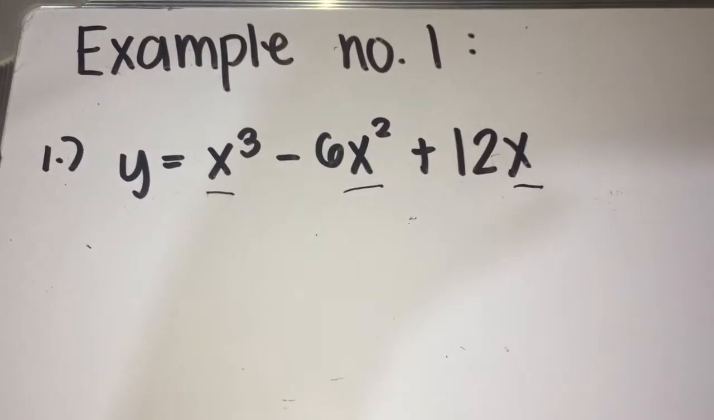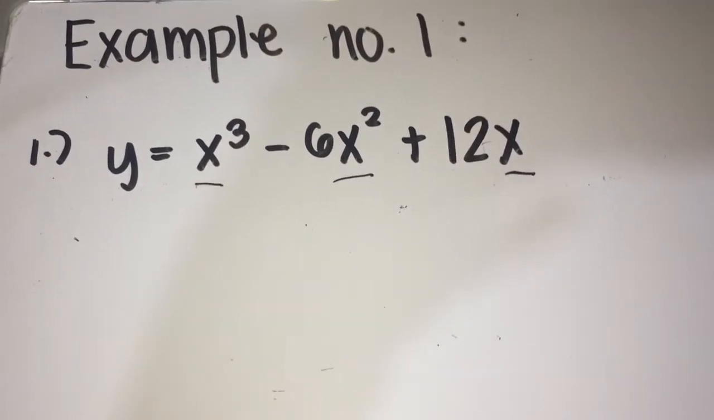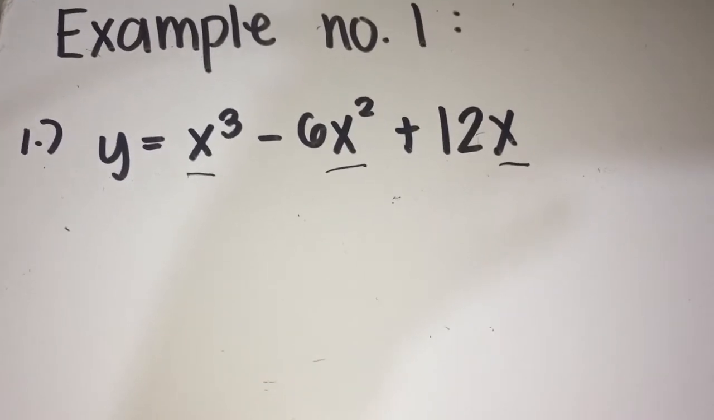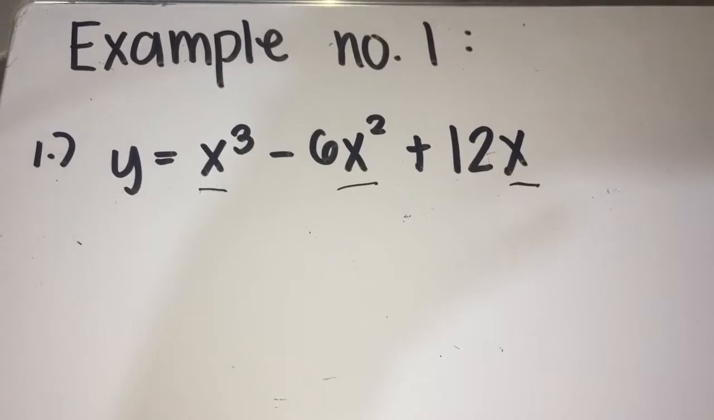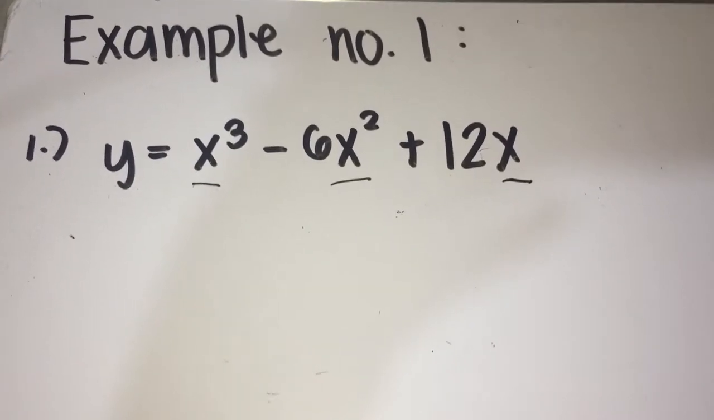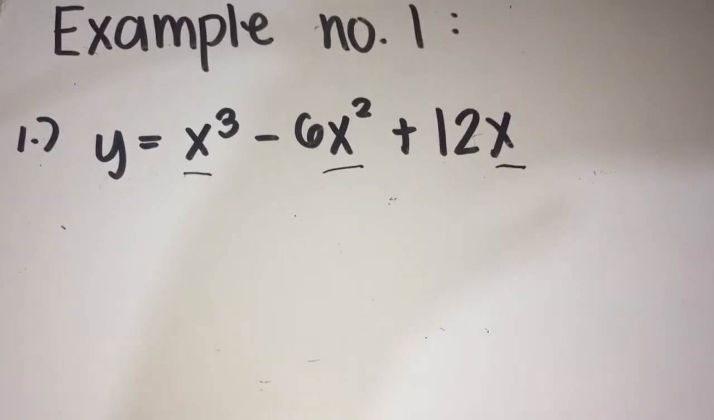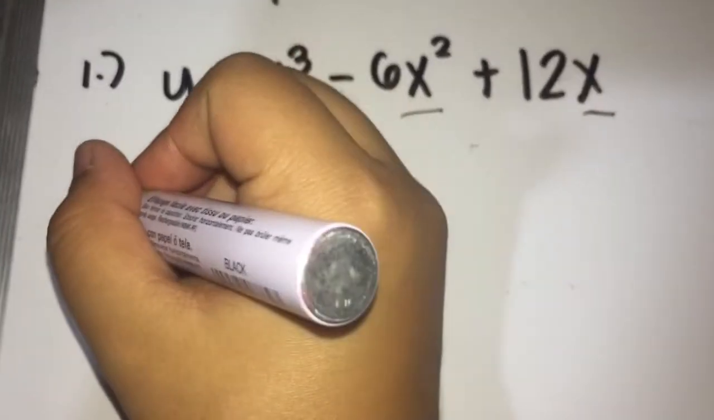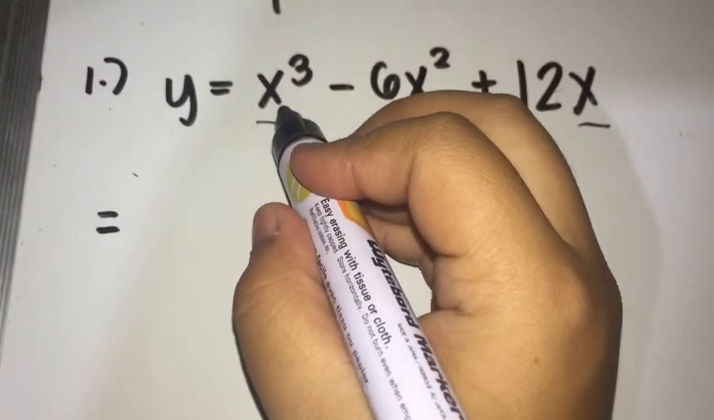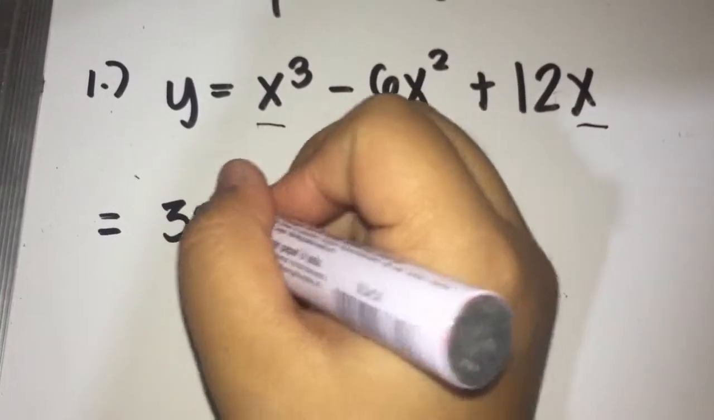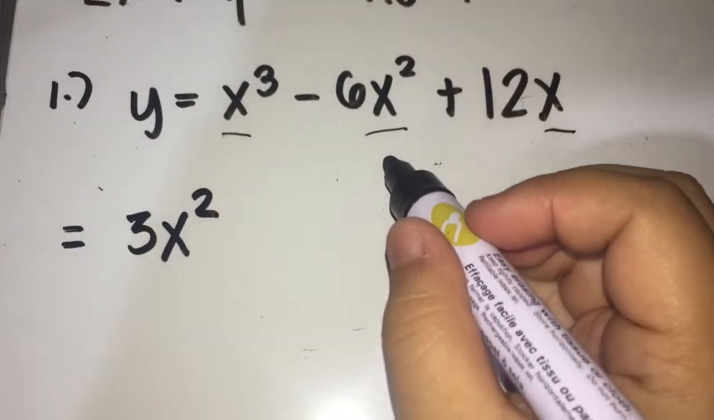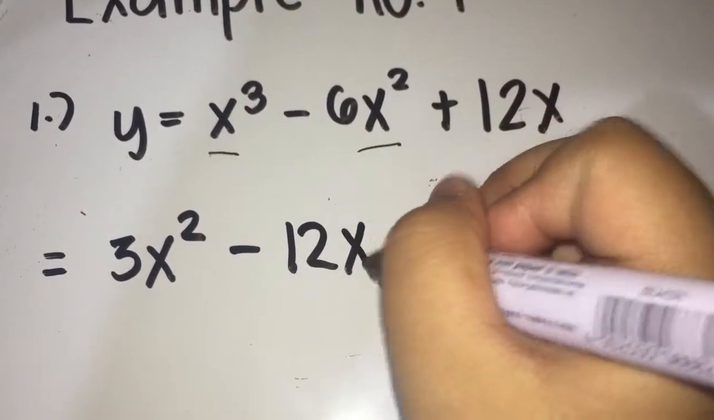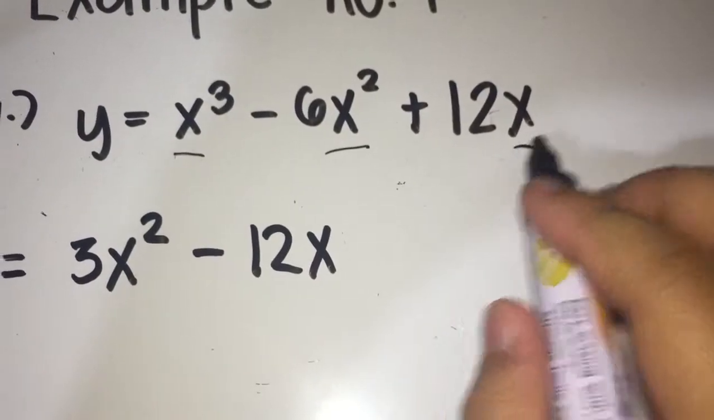Example number 1. y equals x cubed minus 6x squared plus 12x. To proceed, the first thing to do is to differentiate the function. The derivative of x cubed is 3x squared, the derivative of negative 6x squared is negative 12x, and the derivative of 12x is 12.